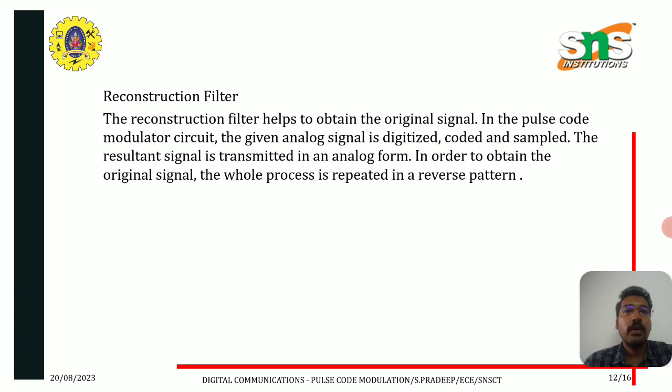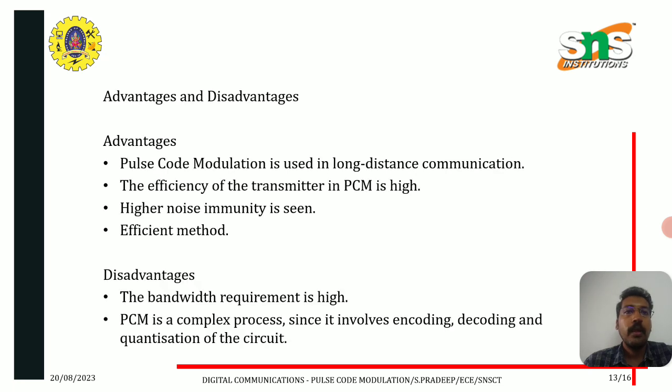In the pulse code modulator circuit, the given analog signal is sampled, quantized and coded. The resultant signal is transmitted in a digital form. In order to obtain the original signal, the whole process is repeated in a reverse pattern. Now, the advantages and disadvantages of pulse code modulation techniques.